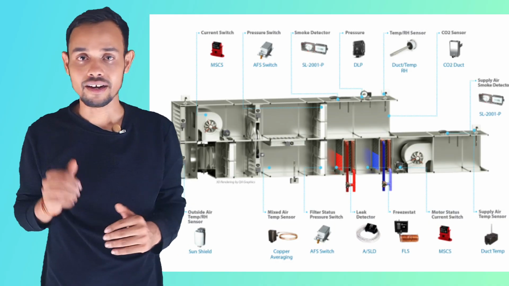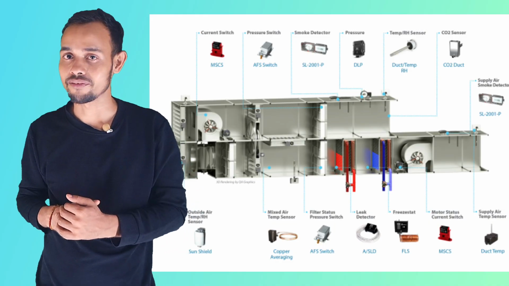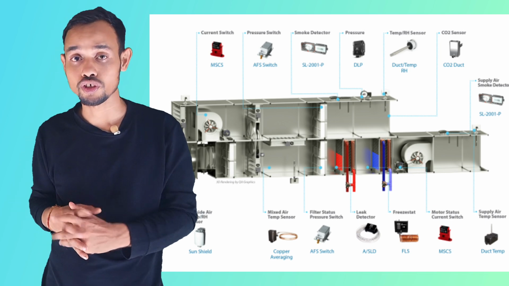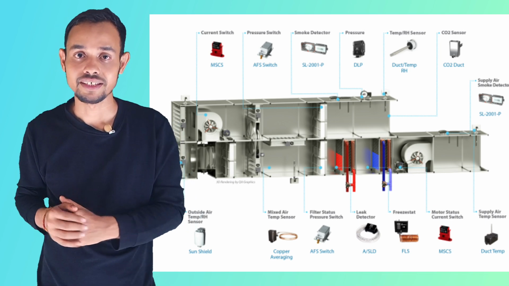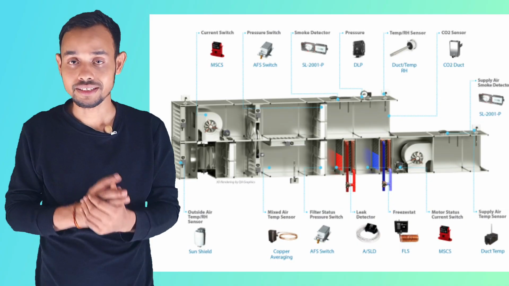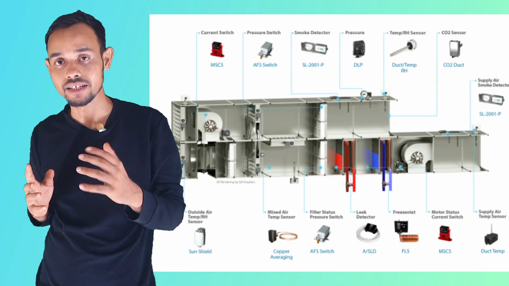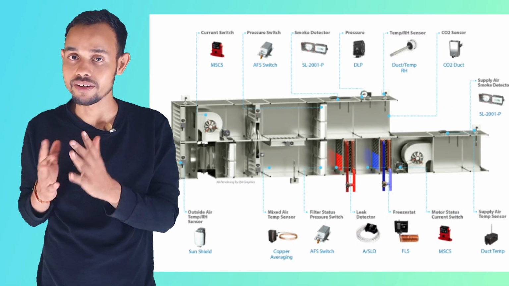Okay, it is the filter status sensor, which means differential pressure based. Okay, let's see the usage of the filter status sensor. Friends, it detects when the filter is clogged and helps in scheduling preventive maintenance by knowing when the filter is clogged.